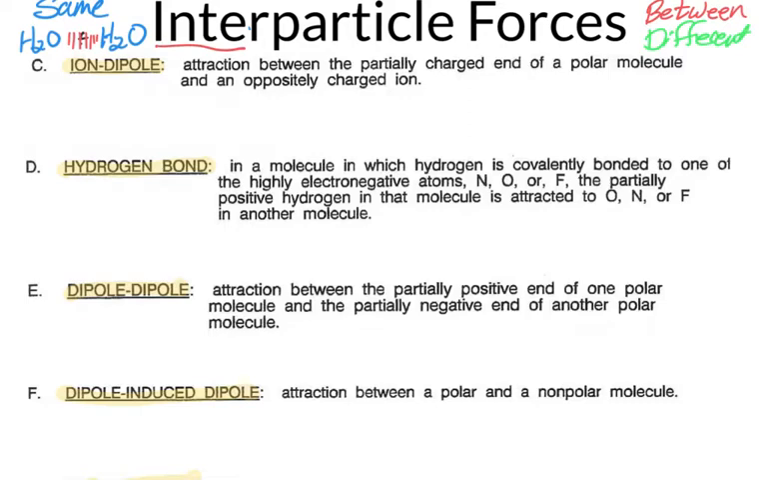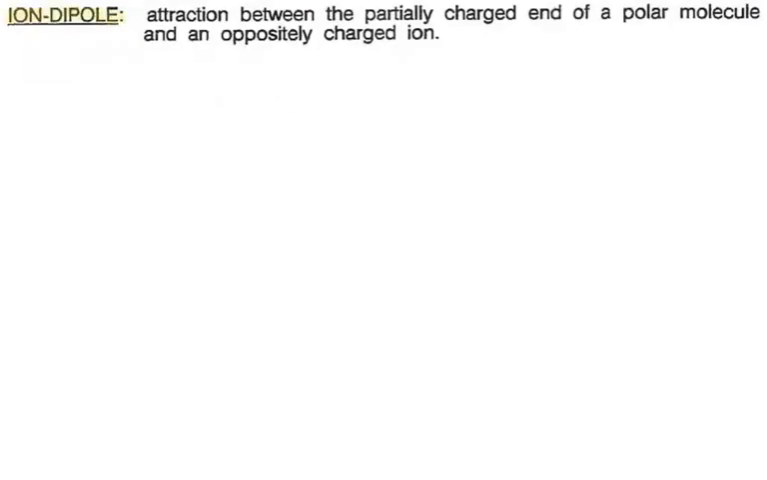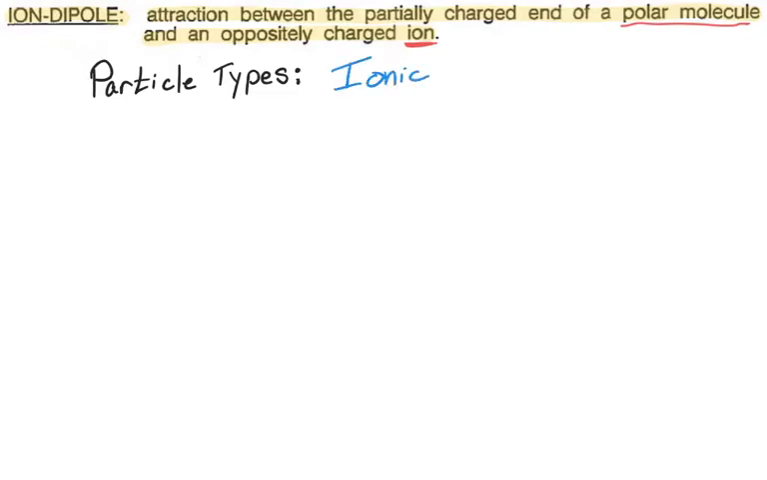We'll start off with the strongest one, which is the ion-dipole interaction. An ion-dipole interaction is an attraction between the partially charged end of a polar molecule and the oppositely charged ion. For this type of interaction, you need to have something that is ionic and something that is polar. And that is described in its name. It says ion-dipole. So the ion part of its name tells you there needs to be something ionic. The part that says it's polar is the word dipole.